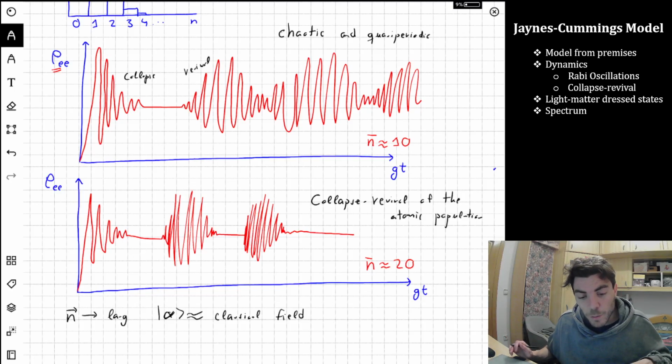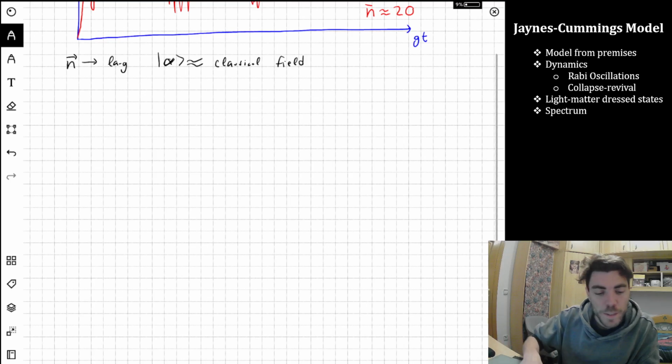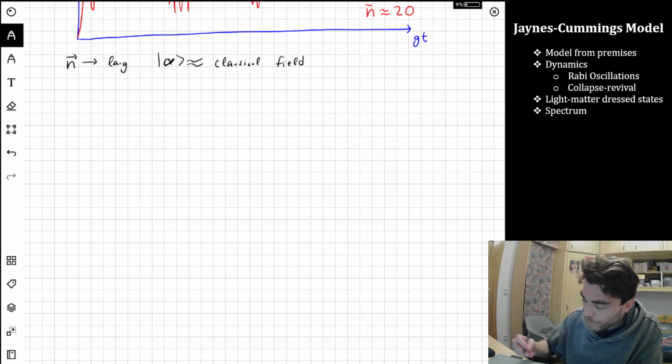And this is what I wanted to tell you about the dynamics of the system, and the video will stop here. I think this is a good place to stop. In the next video, we will see what the eigenstates of the coupled light-matter system are, and these are called the dressed states.